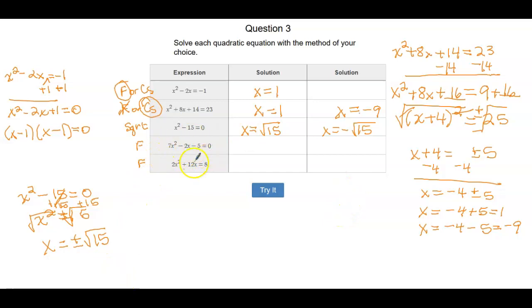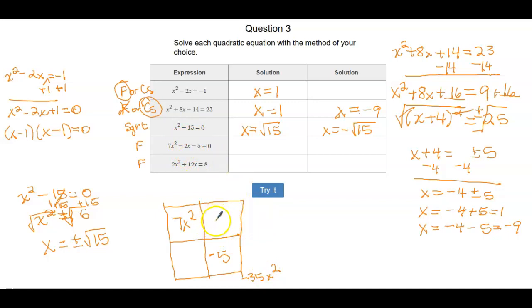Okay, on these two down here, I'm going to try and use factoring for them. So on the 7x squared minus 2x minus 5, we're going to start off by putting the first term and the last term in the top left and bottom right. So we've got 7x squared times negative 5. So when we multiply on the diagonal, we get negative 35x squared. And so we're looking for two numbers that multiply to negative 35, but also add to negative 2.